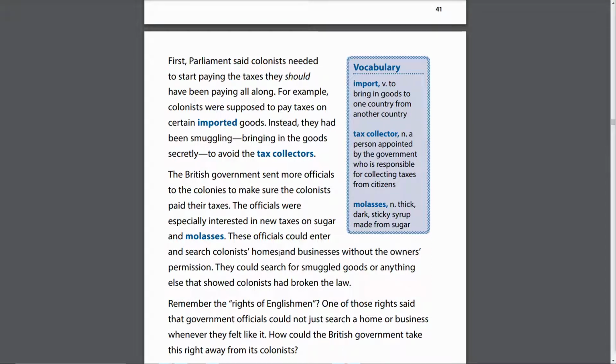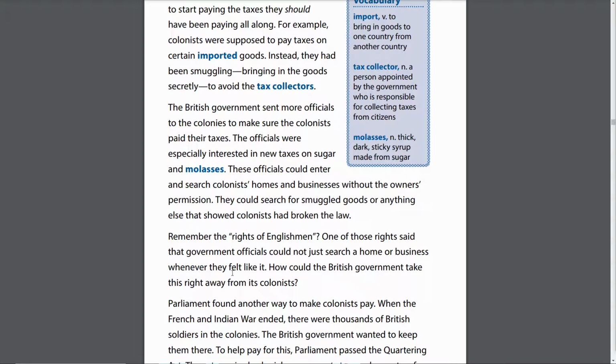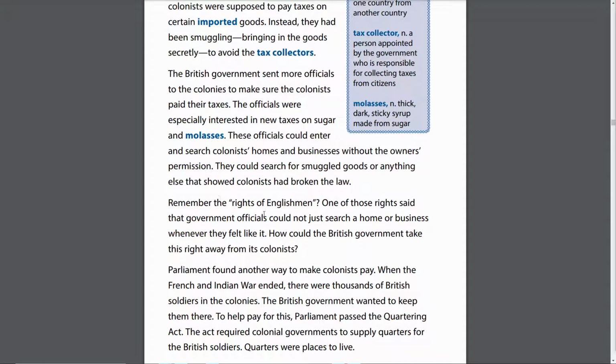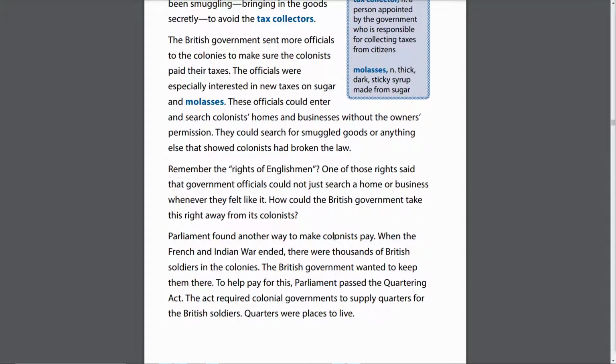These officials could enter and search colonist homes and businesses without the owner's permission. Oh no, remember we learned in chapter 3 about the rights of the colonists? This kind of goes against that right. They could search for smuggled goods or anything else that showed colonists had broken the law. Yep, remember the rights of Englishmen? One of those rights said that government officials could not just search a home or business whenever they felt like it. How could the British government take this right away from its colonists?